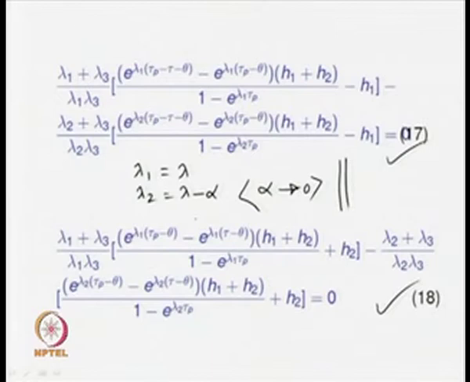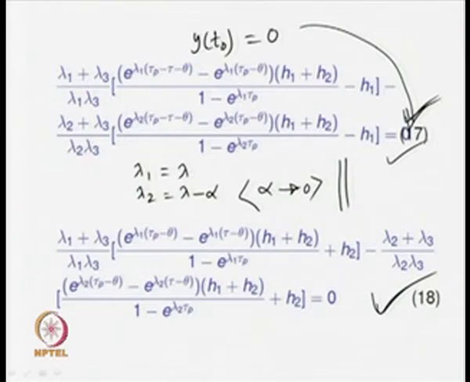Therefore, I can make use of equation number 17 and equation number 18, which are obtained from the condition that the output at the first zero crossing is equal to 0, that results in equation number 17. Similarly, the output at the second zero crossing is equal to 0, results in equation number 18.